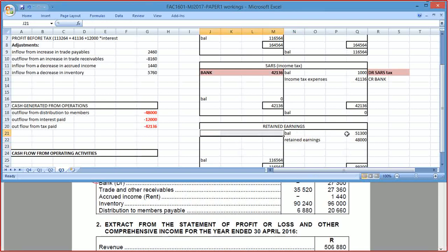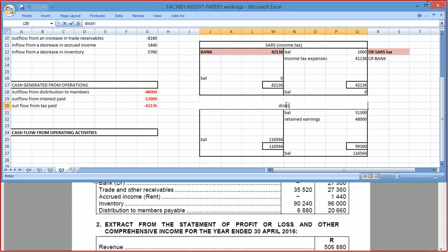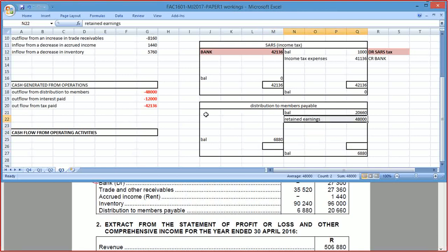Okay, then you had a balance on the distribution to members payable. You started with how much? 20,660. And you ended with 6,880. Actually, there might be an additional amount here. They did say that you paid 48, right? So bank, they said was paid, asterisk, additional info. They told you that you paid 48,000, so that would have come out.